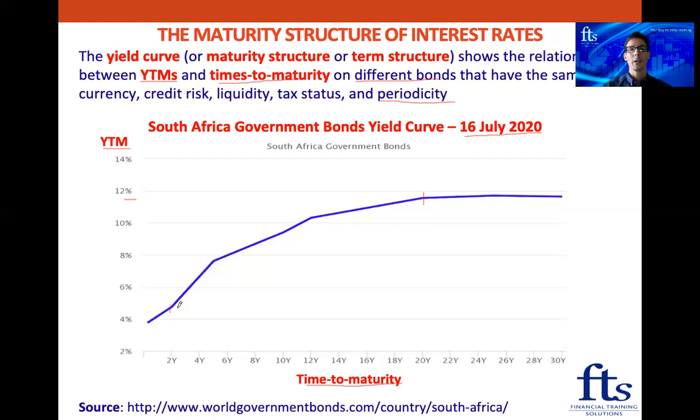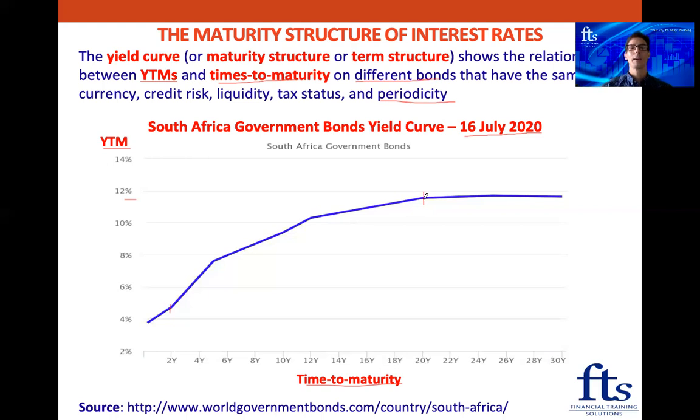This is because the longer the term of the bond is, the more uncertainty there is. The more uncertainty there is, the more risk there is. And this means that the borrower, the South African government in this case, must compensate investors and pay them higher yields over here for the higher risk.